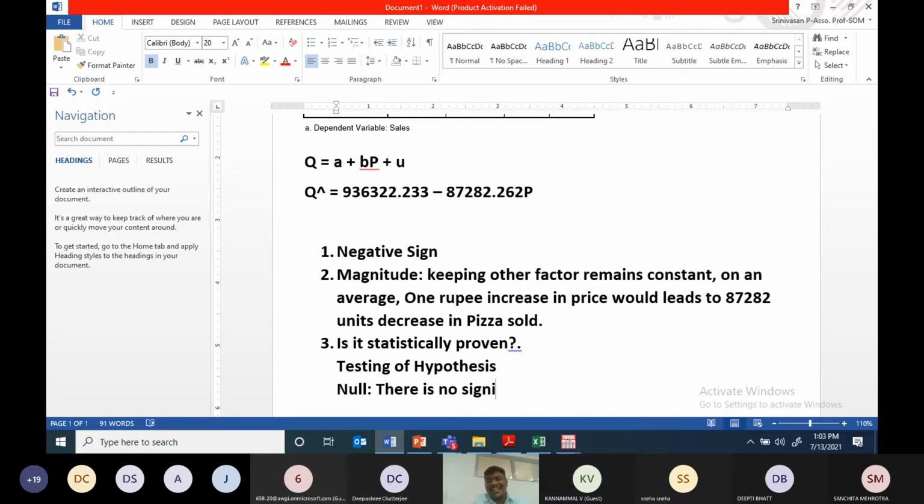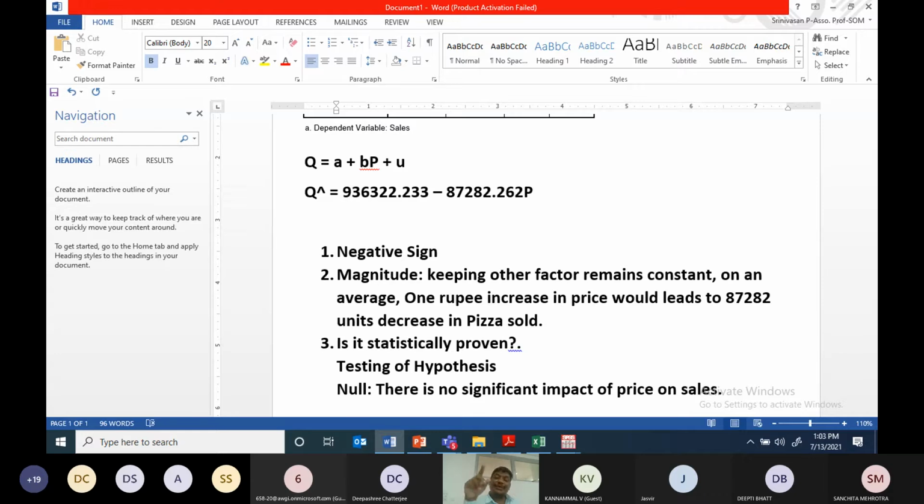Don't use the word relationship, then we can go for correlation. There is no significant impact of price on sales of pizza. That's it, nothing else. What is there? There is no significant impact of price on sales.